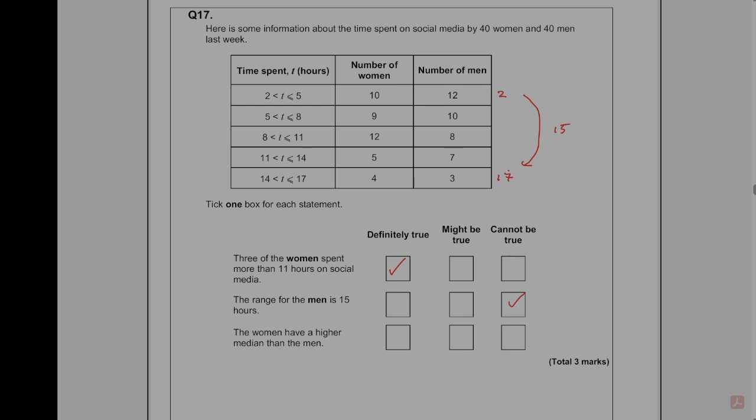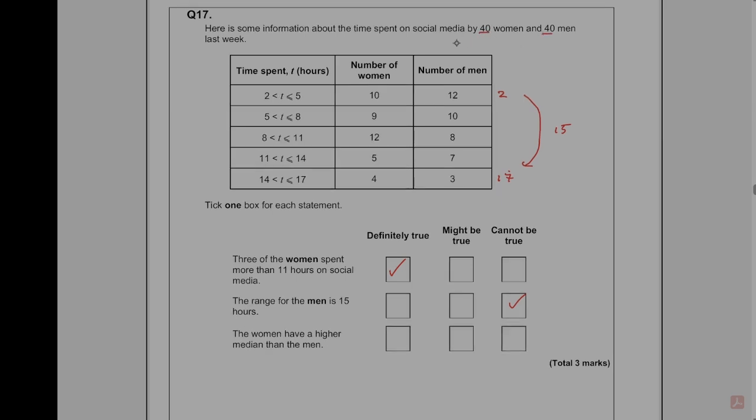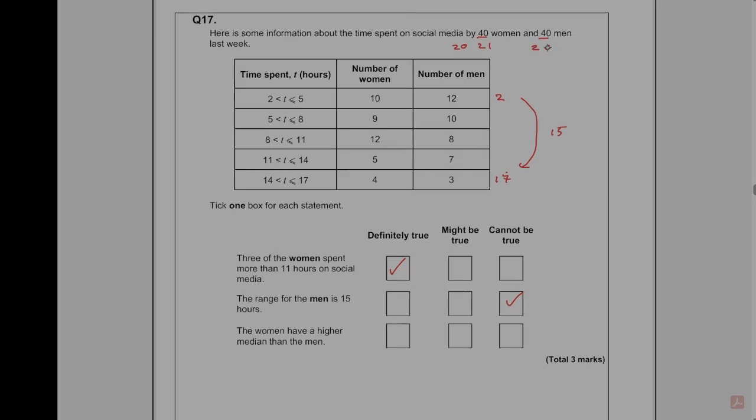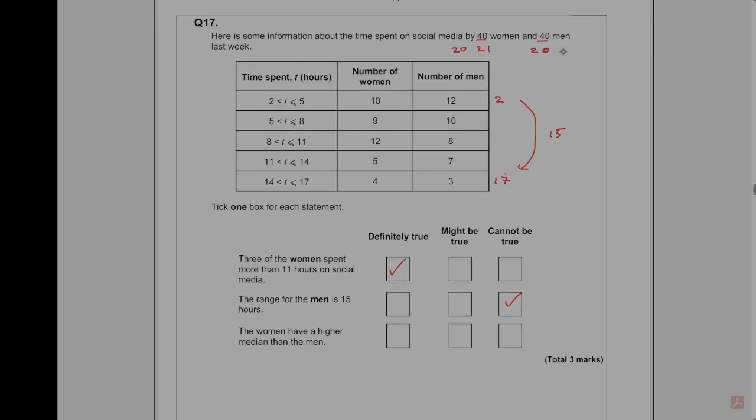That cannot be true. Women have a higher median than men. So if we've got 20 and 20, our median is actually going to be where the 20th and the 21st fall. So let's just work out where that would be. So the median would fall in this group for the women, and for the men it would fall in this group. So women have a higher median than men. That one has to be true. That one's definitely true. So I'm going definitely true, cannot be true, definitely true.